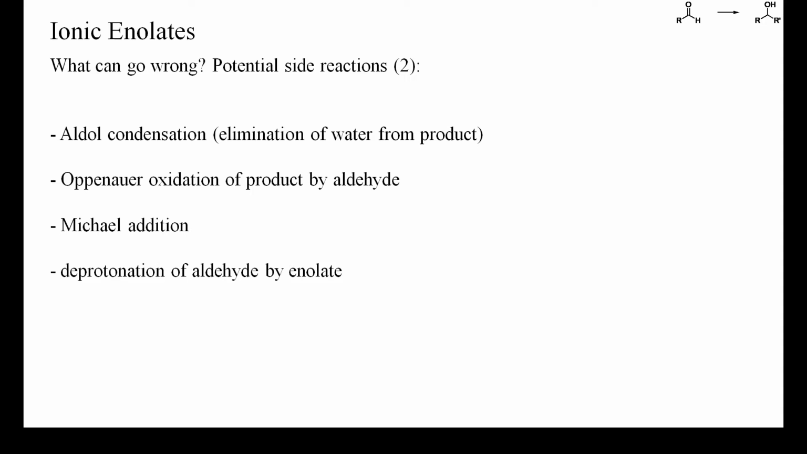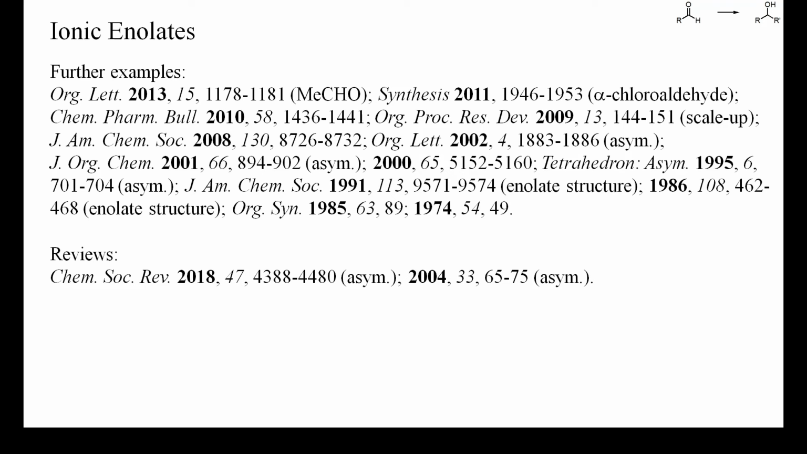Finally, steric crowding in some enolates or aldehydes may slow down the C-C bond forming reaction so much that deprotonation of the aldehyde by the enolate becomes dominant. This can be prevented by using less basic enolates, such as titanium, boron or silicon enolates, which are discussed in other videos. Here's a small selection of some further examples, but many more have been reported. This chemistry is also used for large-scale preparations, where the biggest challenges are usually the low temperature, the stability of the intermediates, and the recovery of THF.